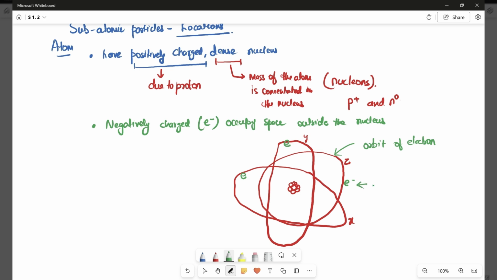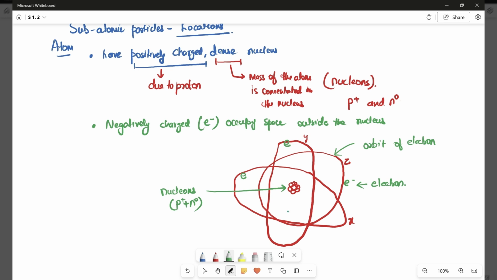What is this? This is electron. What is this? This is nucleon, which has proton and neutron, right? So these atoms contain all the three subatomic particles, and the atom is electrically neutral because the proton and the electron charges are equal and opposite.